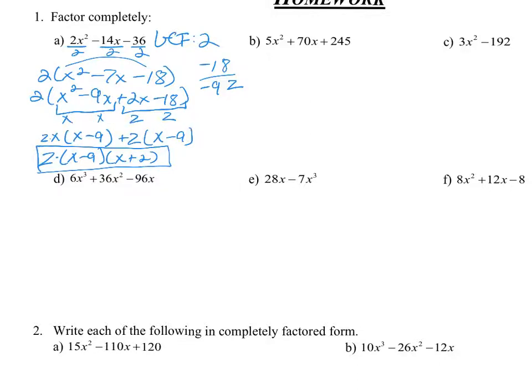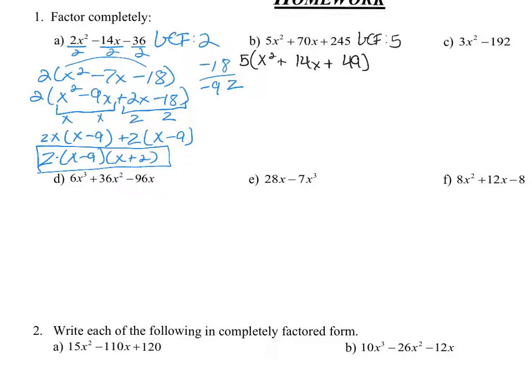All right, part B. Looks again like I have some type of GCF. It's probably 5, right? And it is. So my GCF is 5. And when I divide everything by 5, I get x squared plus, let me get my handy dandy calculator so I don't make any mistakes, 14x plus 49. Ooh, I know what this one's going to be.